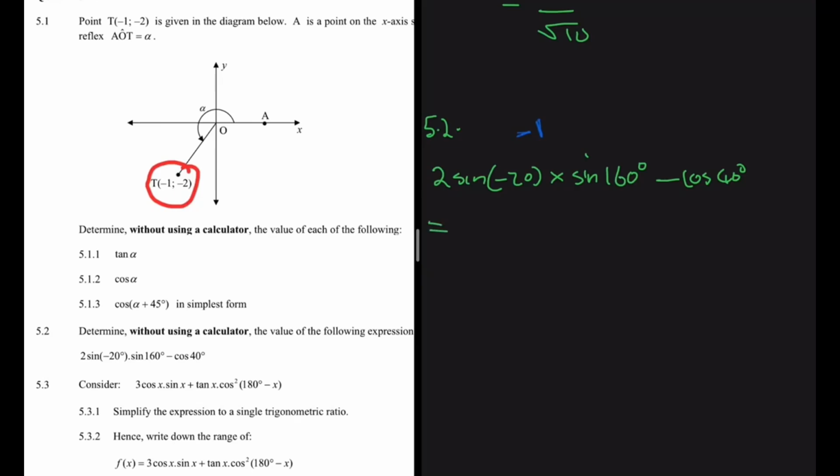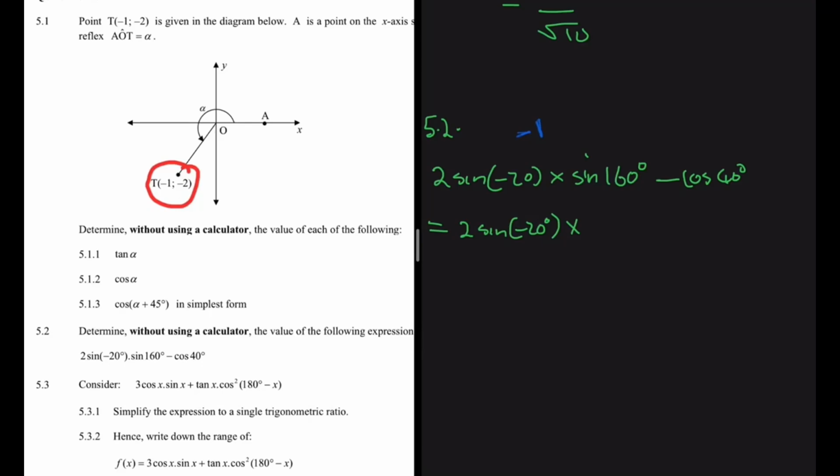So this is equal to 2 sine of minus 20 degrees, right? What can you do to 2 multiplied by sine of minus 20 degrees? You can't really do much. So we're just going to have 2 sine of minus 20 degrees, and then we have sine of 160 minus cos of 40 degrees, right?